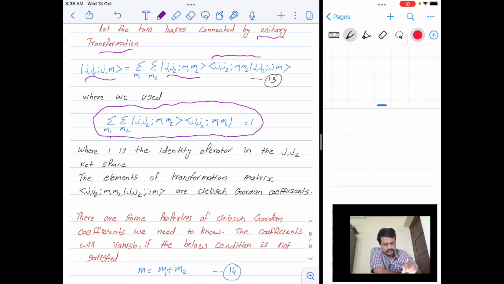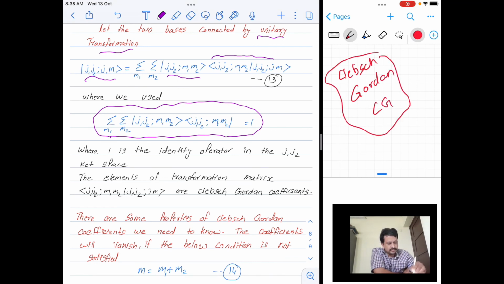This quantity is known as the Clebsch Gordan Coefficient. The coefficient that connects two different bases is known as the Clebsch Gordan Coefficient, or I can write CG coefficient. So this is important, the Clebsch Gordan Coefficient.